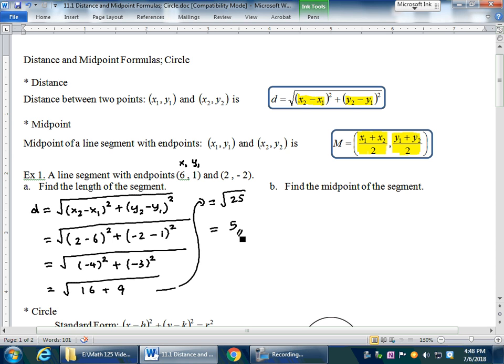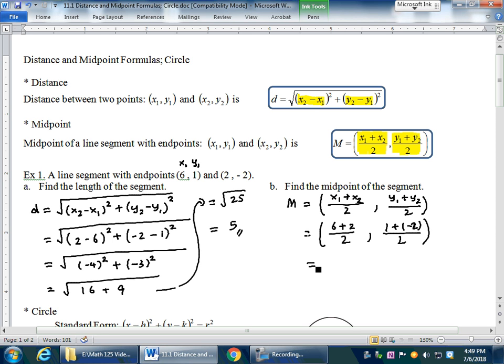Next, it's asking you to find the midpoint. The formula of the midpoint is basically the average in x, that means x sub 1 plus x sub 2 divided by 2, and then y sub 1 plus y sub 2 divided by 2. So that is (6 plus 2) divided by 2, comma, (1 plus -2) divided by 2. So I got 8 divided by 2 is 4, and the other one will be -1/2. So this will be the midpoint of this line segment.